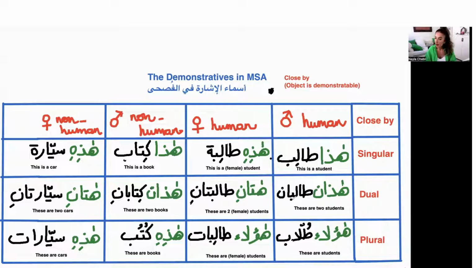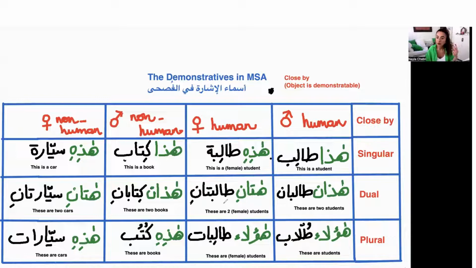If the subject I'm pointing at is human, masculine, two persons, so these two persons can be two men or a man and a woman, then my demonstrative would be هذان. هذان طالبان. So the ani here shows that these are two students. We don't need the number two, its name. It's not needed. Ani, it means two. This translates to these are two students.